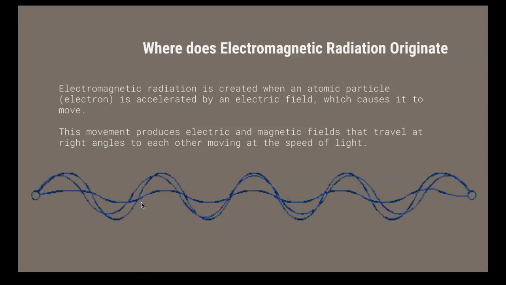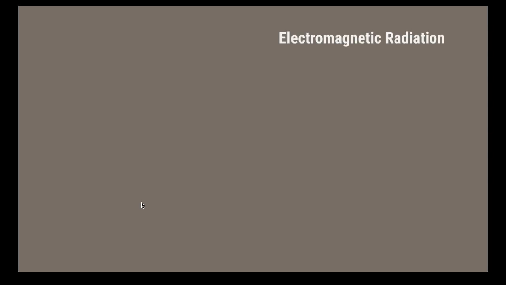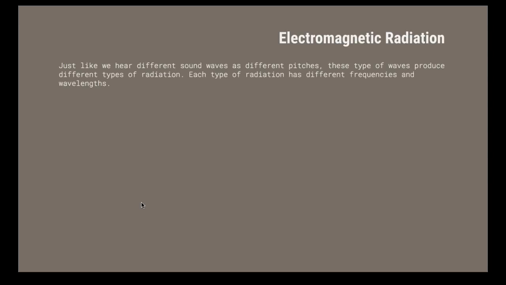because everything is 2D. So electromagnetic radiation is these different types of fields, the electric and the magnetic field, moving in a different kind of frequency or wavelength. Just like with sound waves, where we hear different pitches of sound based on the type of wave it is, it's kind of like that, but we have different types of waves produced for each type of radiation. So the frequencies and the wavelengths are going to be important when we look at that.